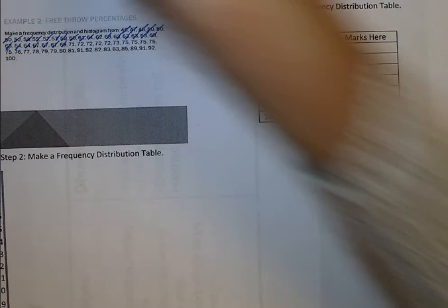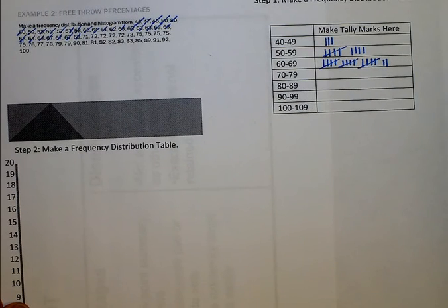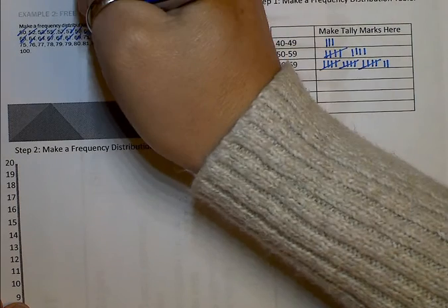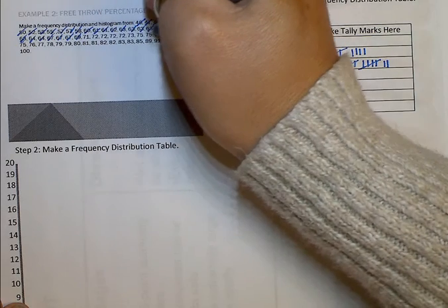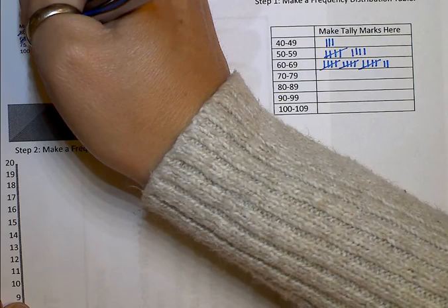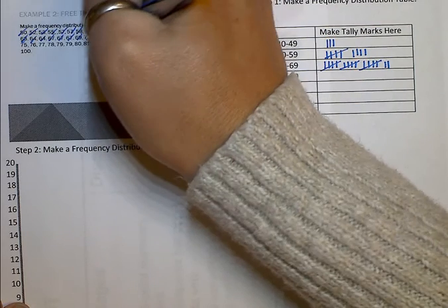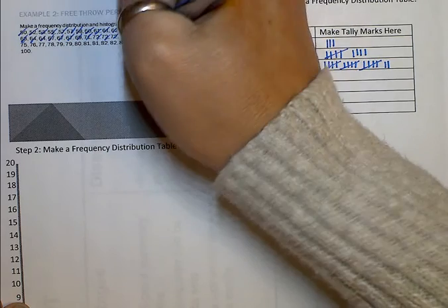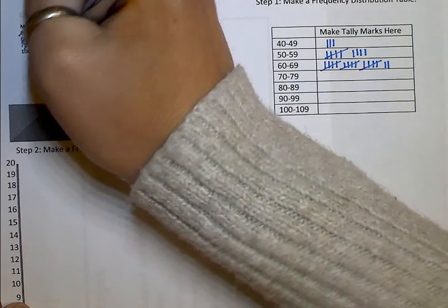Okay. Now I'm looking at numbers that fall in the range of 70 to 79. 1, 2, 3, 4, 5, 6, 7, 8, 9, 10, 11, 12, 13, 14, 15, 16.